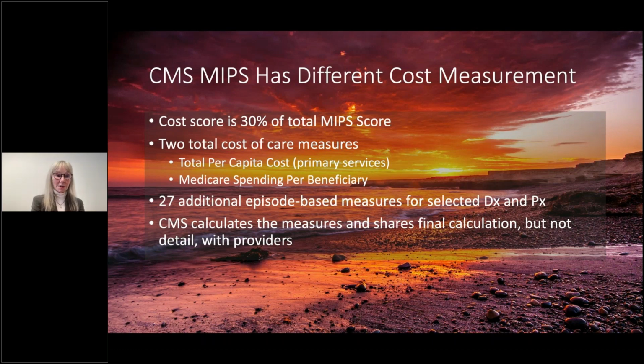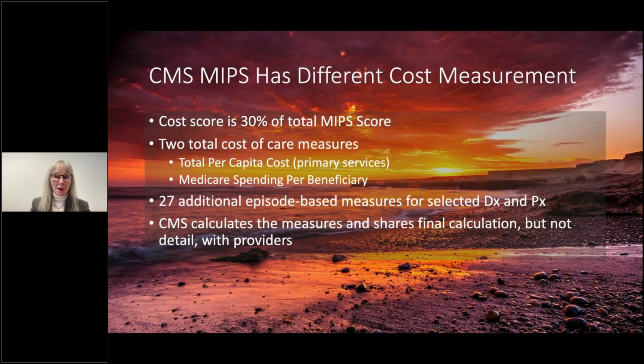And they calculate them. You don't get to see the detail of that data. And then they plot you in with respect to others, and then your MIPS score comes down. So it's hard for me to see how that's going to be different in the future. I don't think this is a penalty because providers are in the MIPS program.